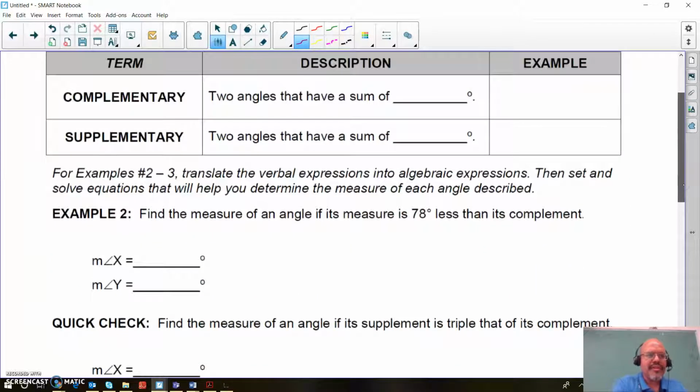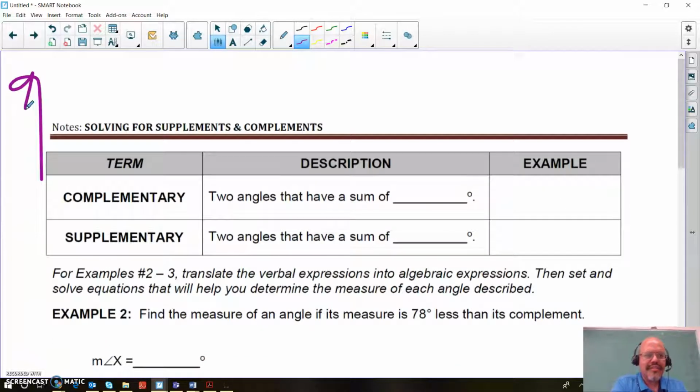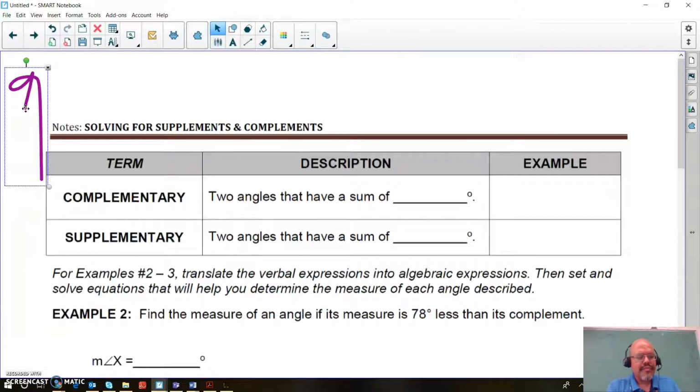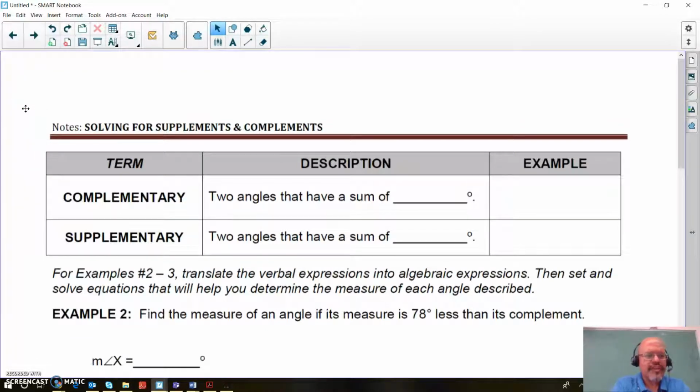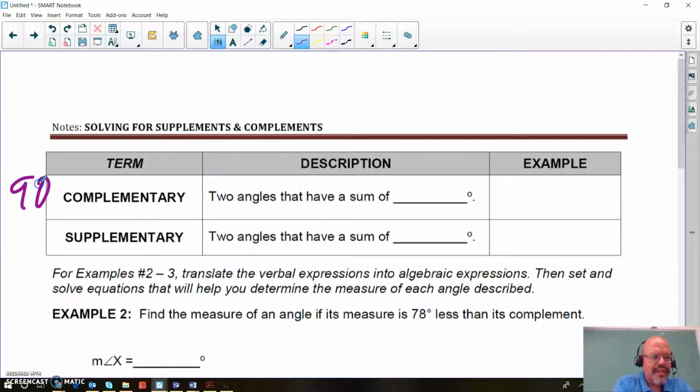Complementary, supplementary, we already talked about this. This is 90 degrees. Well, I don't know why it did that. Undo. Okay, so we have complementary, which stands for 90 degrees right here, so 90. Remember, the C can turn into a 9, and the S turns into an 8, so it's 180. So they have a sum of 90 degrees, and a sum of 180.